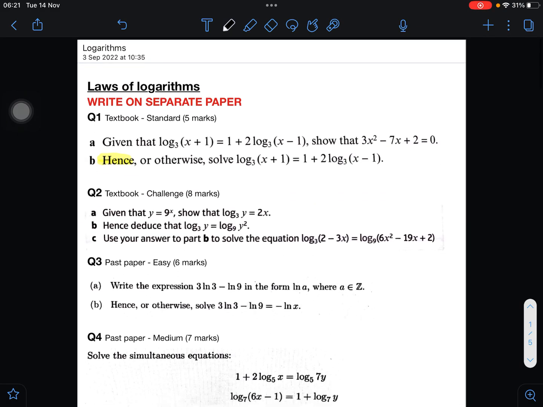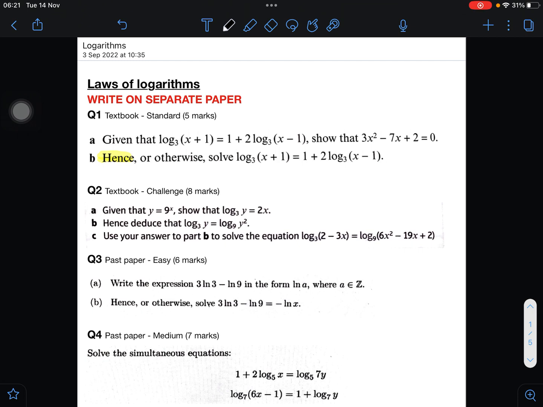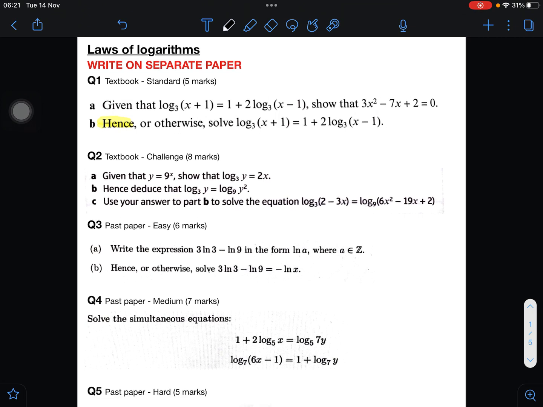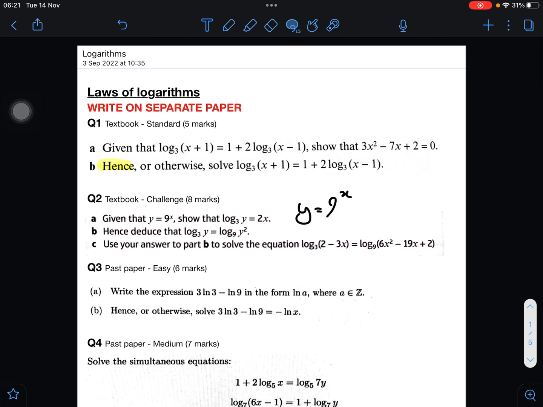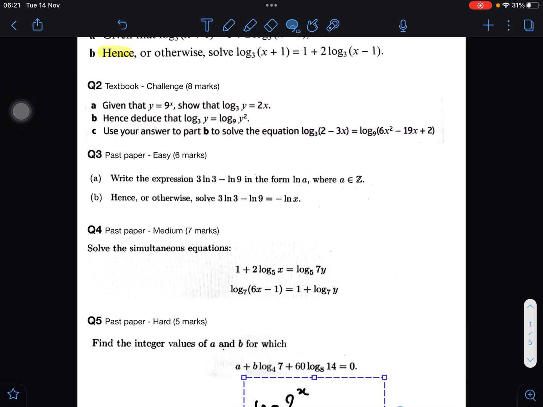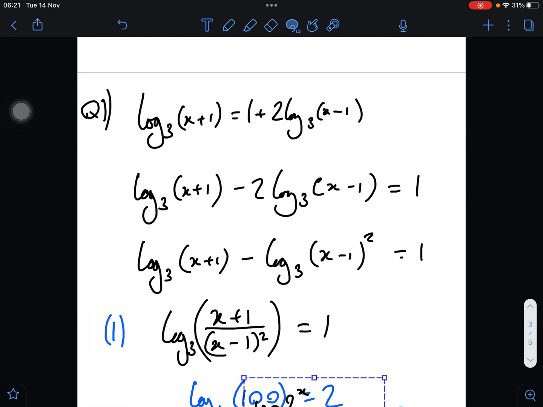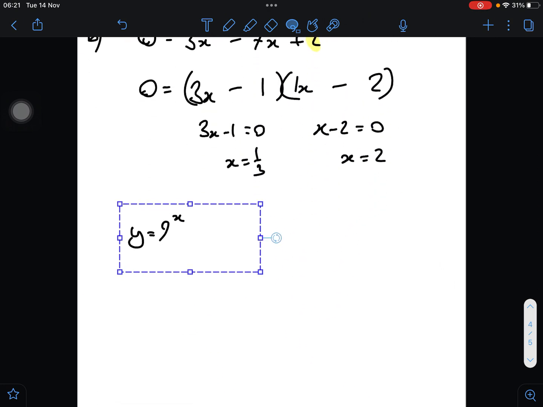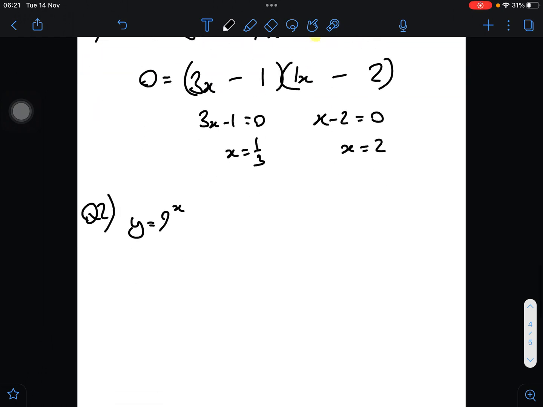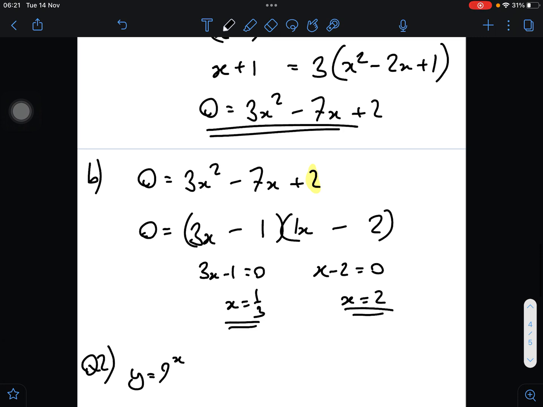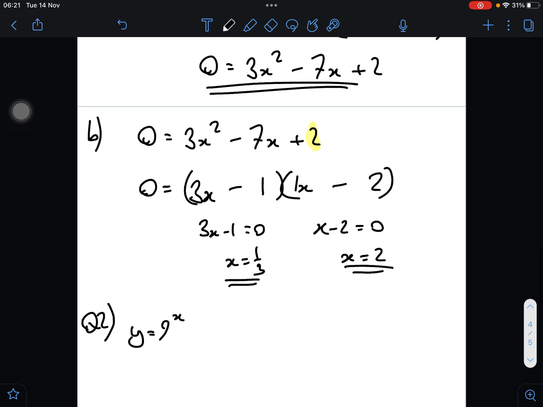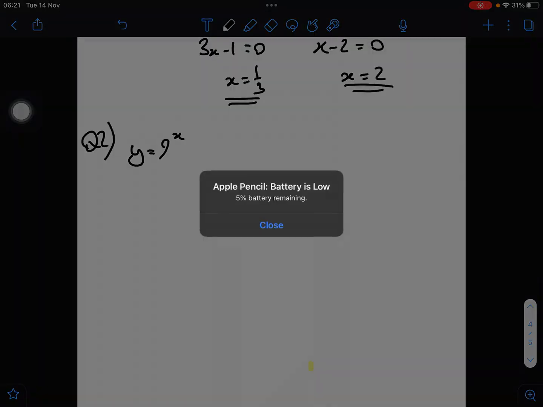And that's our question solved. So given that y equals 9 to the power of x, show that log 3 of y equals 2x. Okay, so question 2 now. Again, just make sure you double underline your answers, or however you want to make them clear to the examiner. I guess in that case it's to show that, so you don't really need to do it for part A. But let's show what they were talking about.